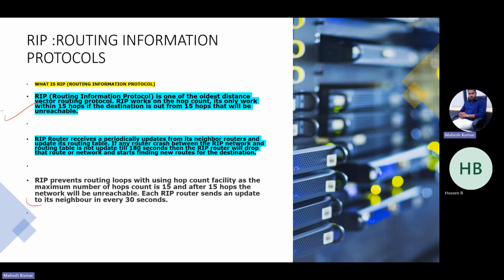RIP routers receive periodic updates from their neighbor routers and update their routing table. If any router crashes in the RIP network and the routing table is not updated for 180 seconds, then the RIP routers will drop that route or network and start finding new routes for the destination. We already discussed the timers. RIP prevents routing loops using the hop count, with a maximum hop count of 15, and beyond 15 the network is unreachable. We already discussed this, right?